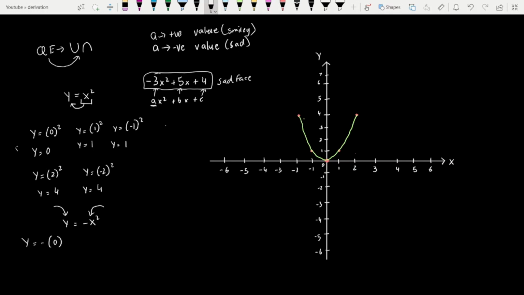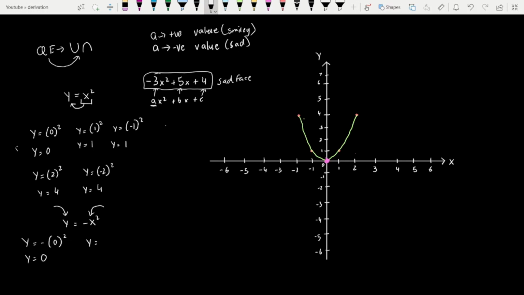So I'm going to put 0 in here. I put 0 in place of my x, and when I solve this out, I basically get 0, because you square 0, it's going to be 0. You multiply it with a negative number, it's still going to be 0. So I put a dot right there in the middle, in the origin, where my x is 0 and my y is 0.